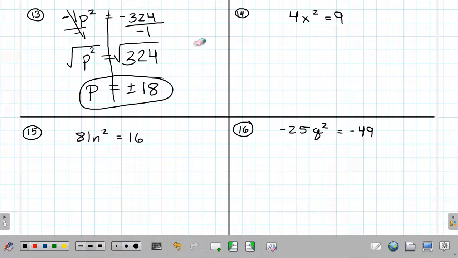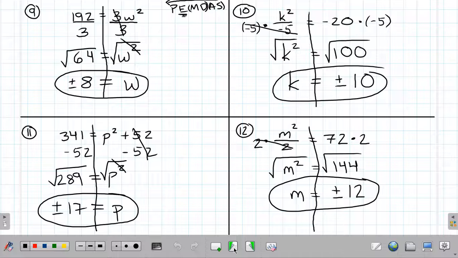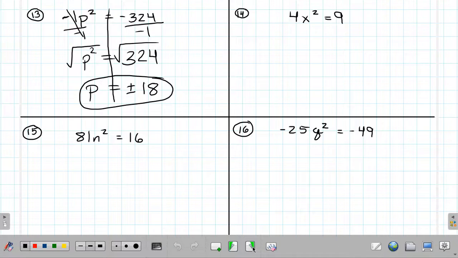So if we look at number 14, it looks very similar to number 9, except kind of flipped around. And like number 13, our first step should be to divide by 4. The whole point here is those go away, so we get x squared. Both sides, so we have to do it to both sides. But then we do 9 divided by 4. And if you plug that in a calculator, you get 2.25. But I'm not going to write 2.25 here. I'm going to leave 9 divided by 4 as the fraction 9 over 4.